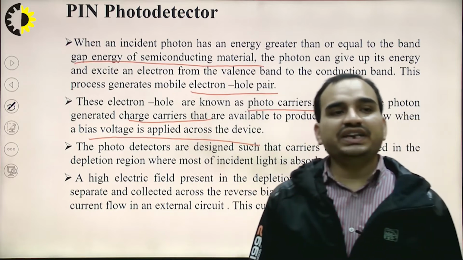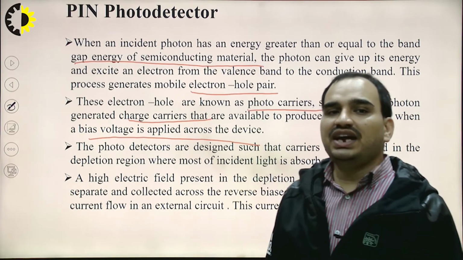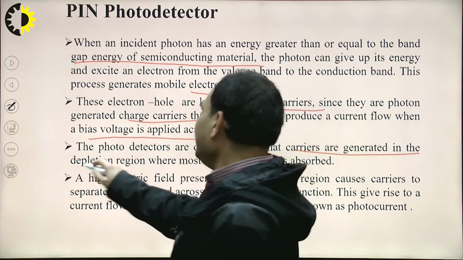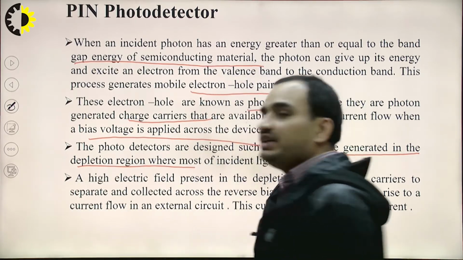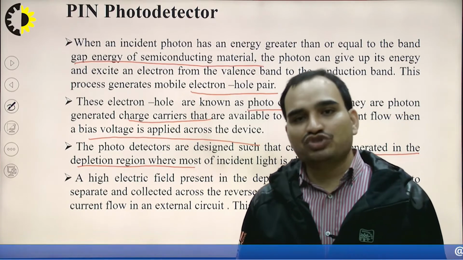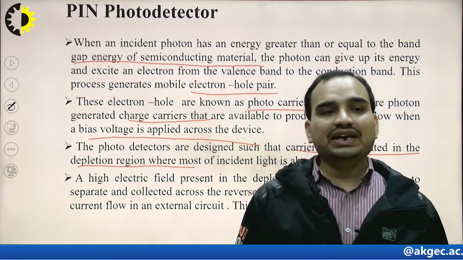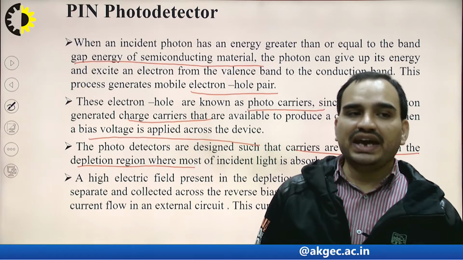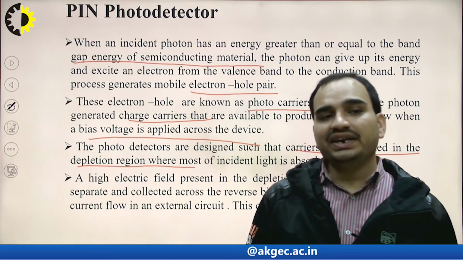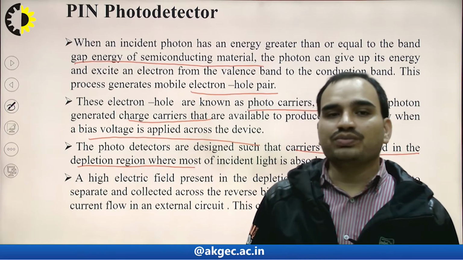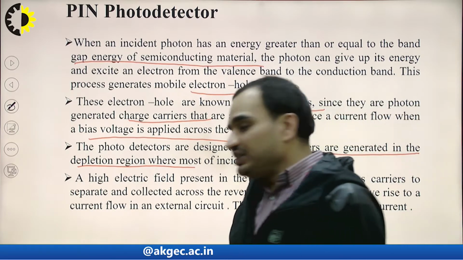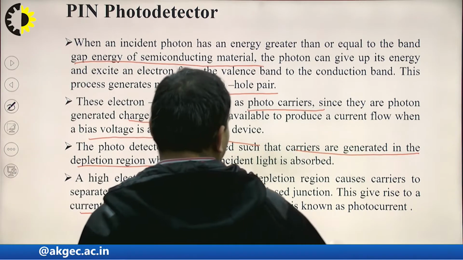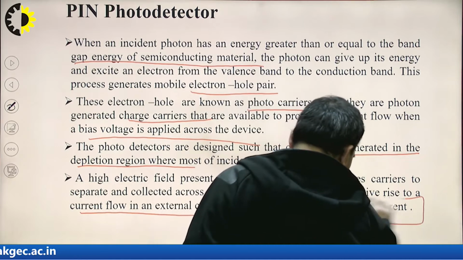Photodetectors are designed such that the carriers are generated in the depletion region, where most of the incident light is absorbed. The high electric field present in the depletion region causes the carriers to separate and be collected across the reverse bias junction. This gives rise to a current flow in an external circuit, and this current is known as the photocurrent.